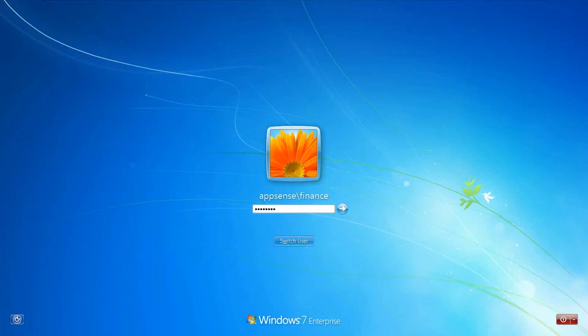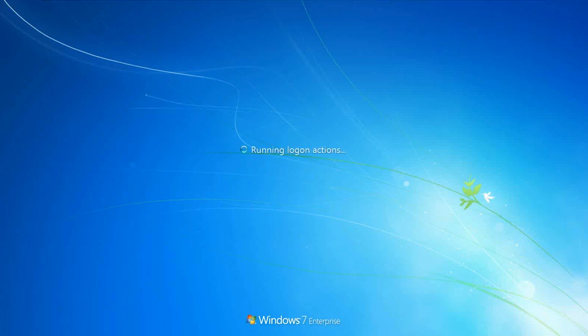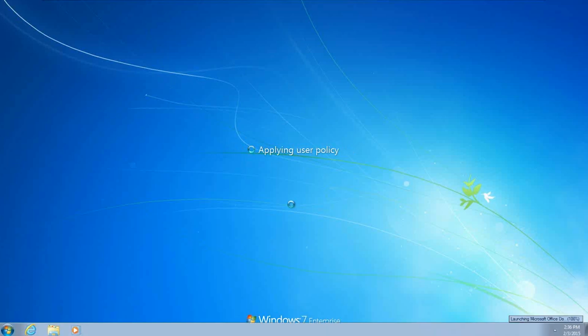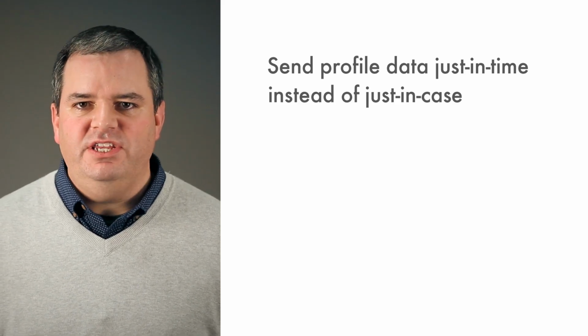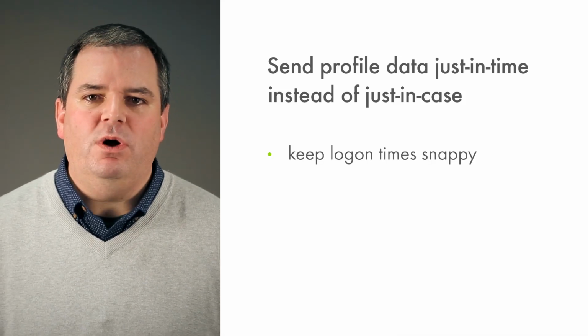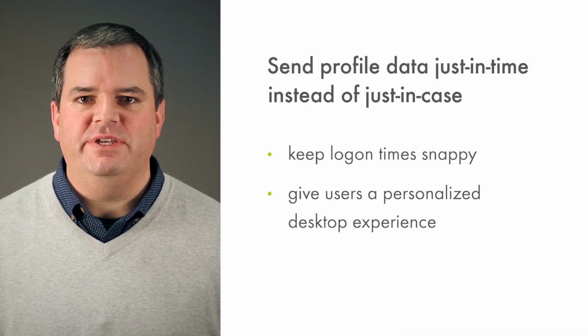Often, the best way to solve a big problem is to break it up into small pieces, and that's exactly what we do with user profiles here at AppSense. We capture small bits of user personalization as they happen and bring them back to a centralized location. For example, when a user logs on, we send just the basics they need to see a personalized desktop. Then, when they launch Microsoft Word, we send personalization for Microsoft Word. You get the idea. By sending profile data just in time instead of just in case, we keep logon time snappy while still giving users a personalized desktop experience.